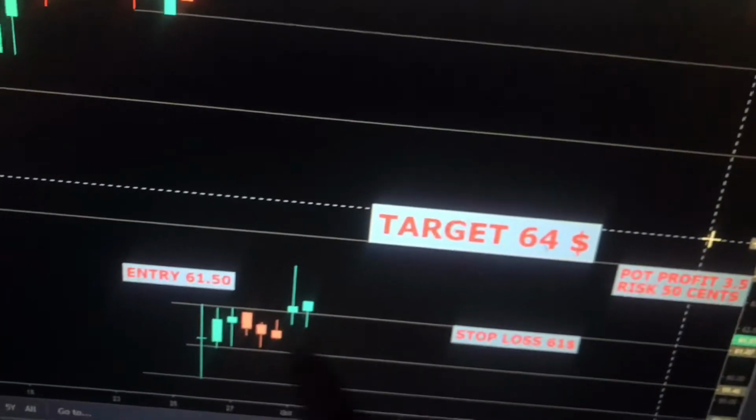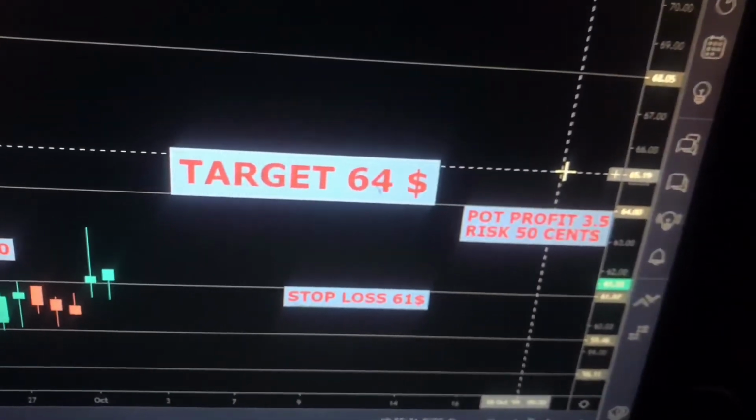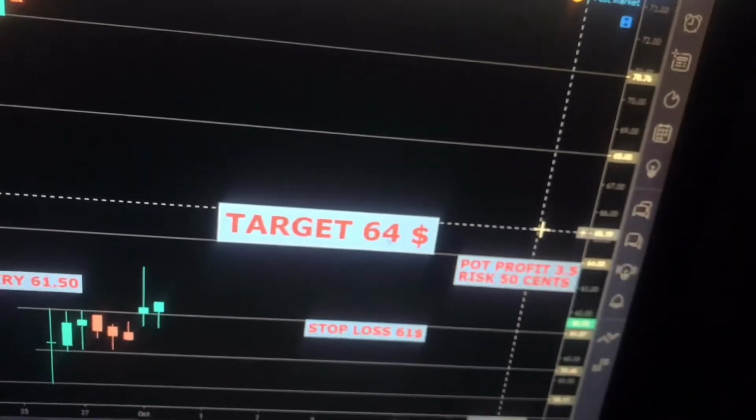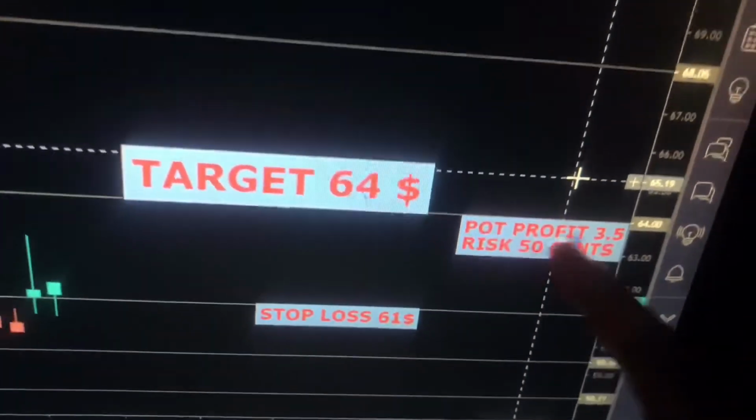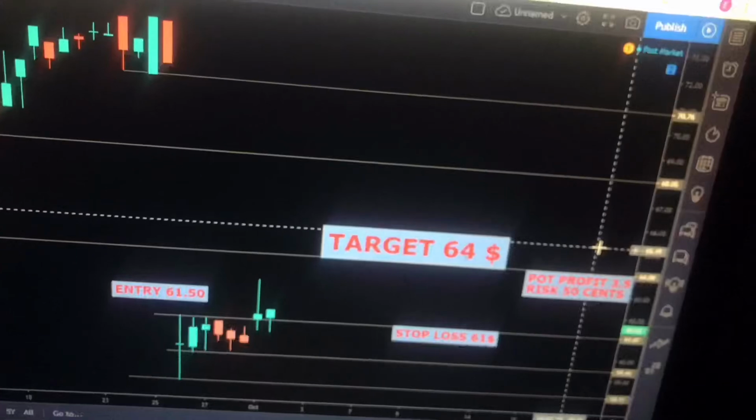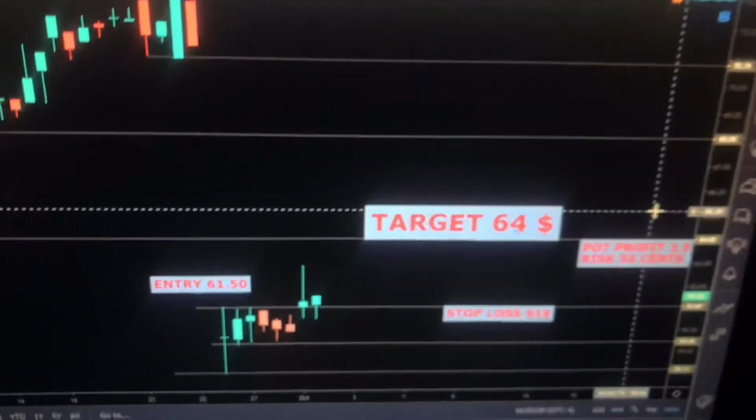So my target is $64, my entry is $61.50, and my stop loss is $61. I'm risking 50 cents to make $3.50. It is worth it. Why? Because the potential for profit is way bigger than the potential for risk. I'm only risking 50 cents for this trade. That is something that is worth taking in my eyes. This is how you set up a trade.